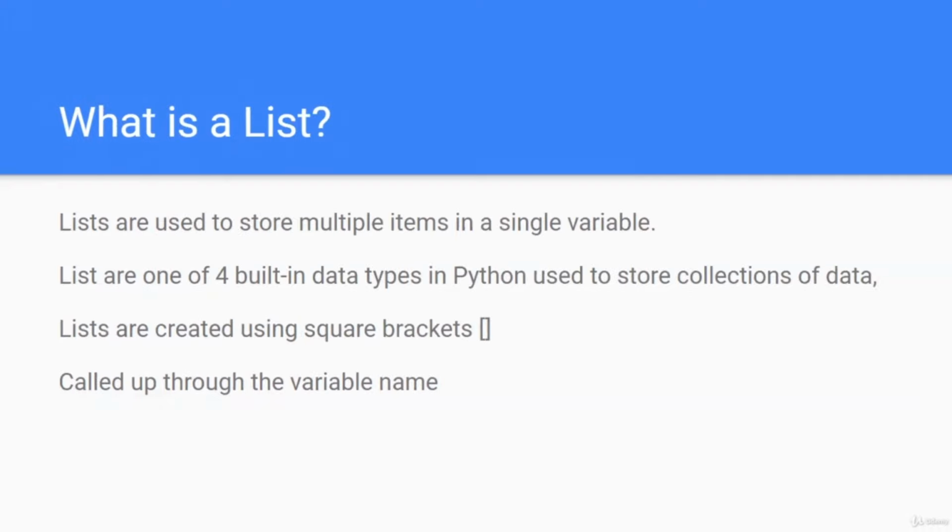So let us start. First, let us understand what is a list. A list is a collection of various data types: integer, float, string. We have seen variables in the earlier lecture that variables can store only one type of value, but a list can store values of different data types. So lists are one of the four built-in data types that we have discussed. Lists are created using square brackets, and lists are called through a variable name. We will have to create a variable name and then we can store values in a list.